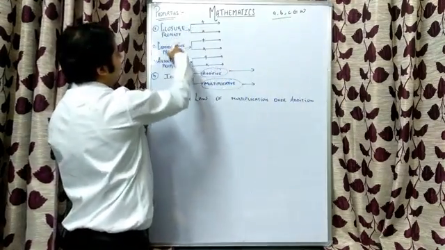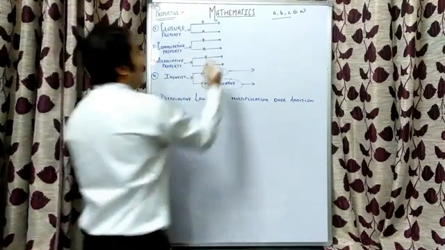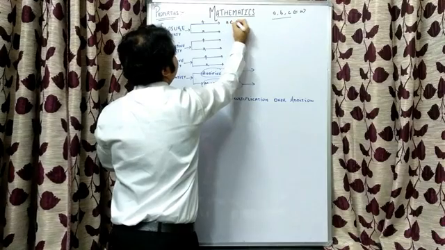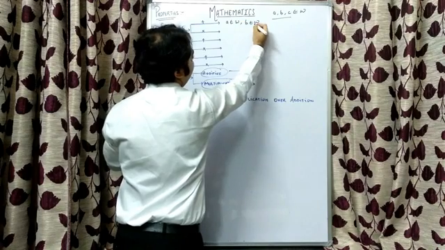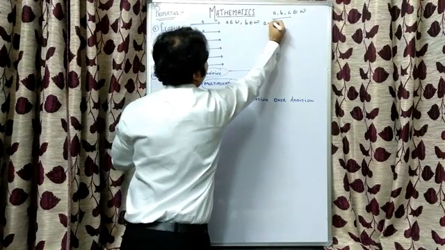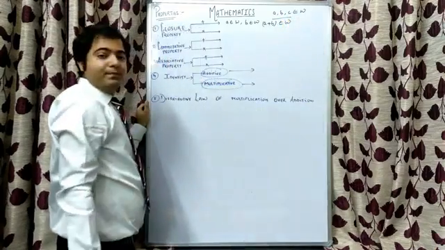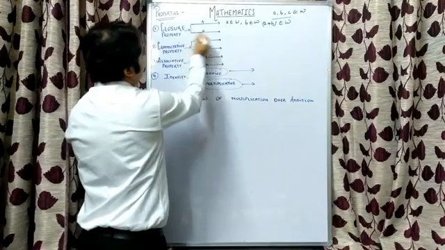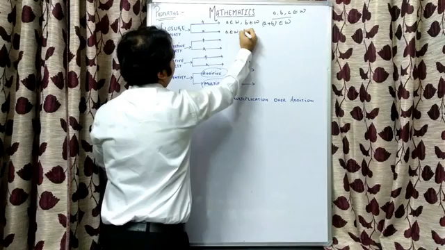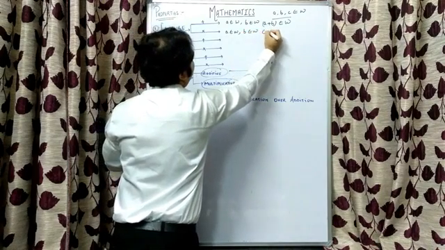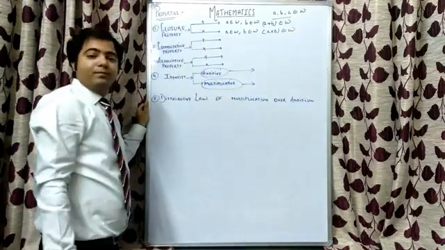First property, that is the closure property of addition. The closure property of addition states that if we are adding 2 whole numbers, suppose A and B both are whole numbers, their sum will also be a whole number. Now the closure property of multiplication states the same thing: if we are multiplying 2 whole numbers, then their product will also be a whole number.